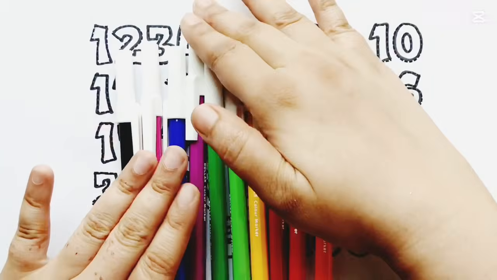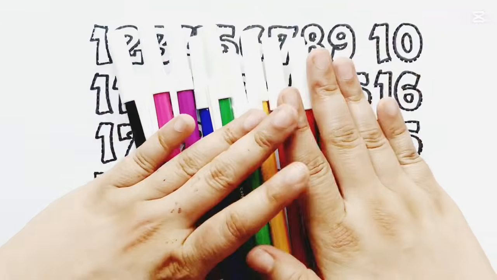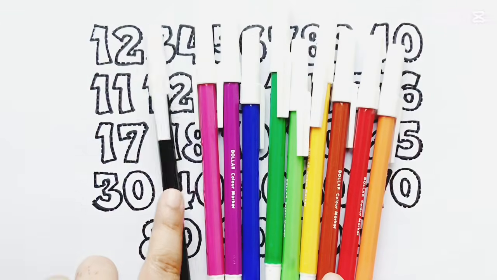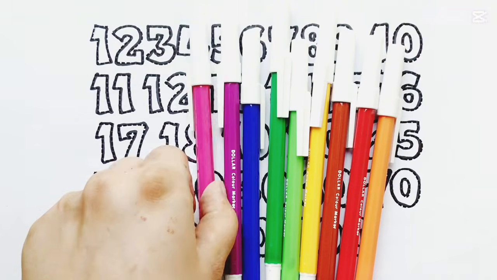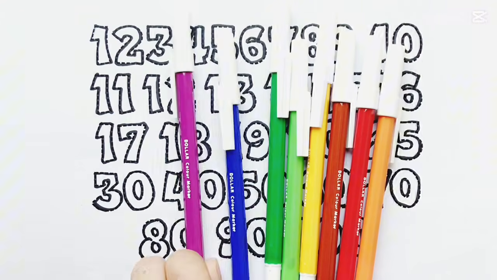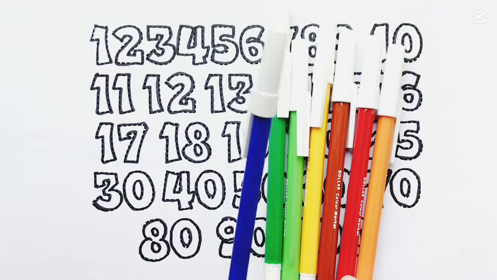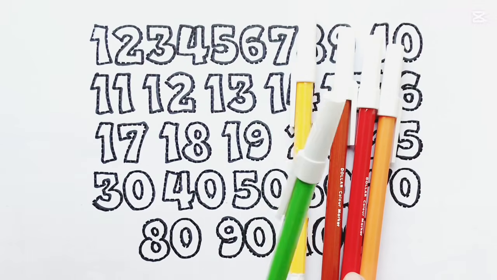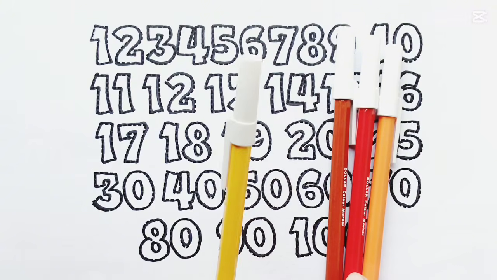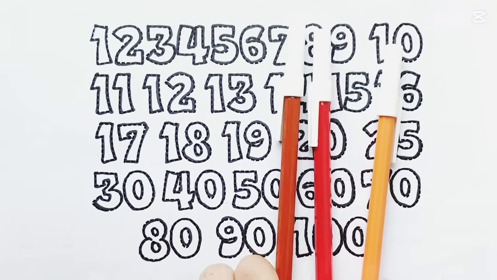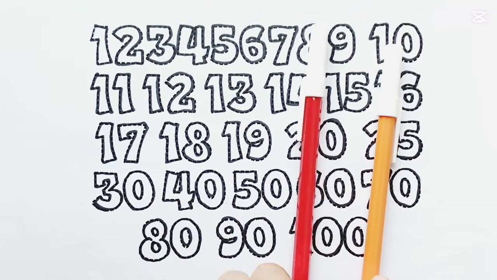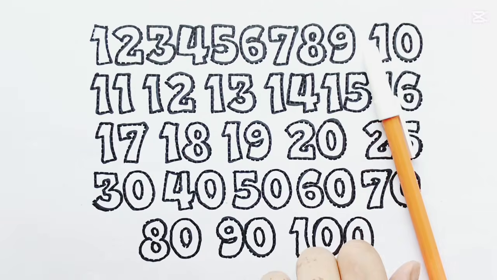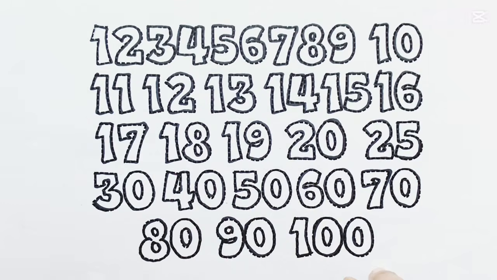Let's call its name. This is a black color. This is a light pink color and purple color and blue color, green color, light green color, yellow color. This is a brown color, red color, and this is an orange color.